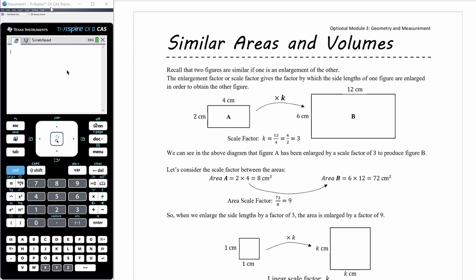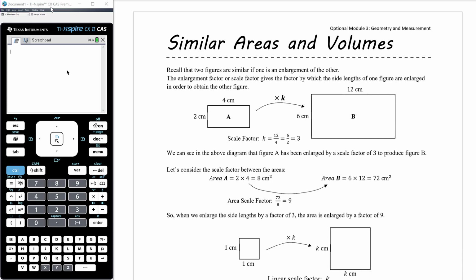So here we've got two rectangles, rectangle A and rectangle B. Rectangle A has dimensions 2 by 4 and rectangle B has dimensions 6 by 12. Some simple maths allows us to see that those numbers have all been tripled. We can also calculate that scale factor of 3 by dividing corresponding lengths. So 12 divided by 4 gives us the scale factor of 3, and the fact that 6 divided by 2 also gives us a scale factor of 3 confirms that they are in fact similar figures. The whole thing has been enlarged by a factor of 3.